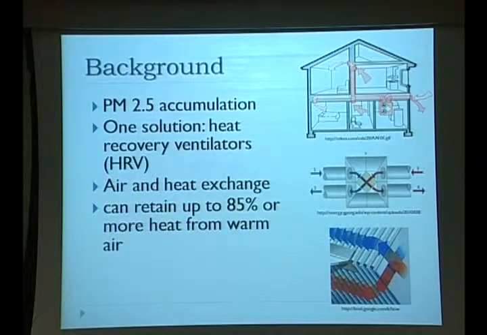The clean, cool air and the warm, toxic air pass through the exchange core, shown in the middle picture, where the two samples of air don't actually mix, but rather pass by each other in close enough proximity for the warm air to preheat the cool air. The bottom figure shows how the warm air and the cool air pass by each other without mixing. Through this process, up to 85% or more of the heat from the warm air can be retained.